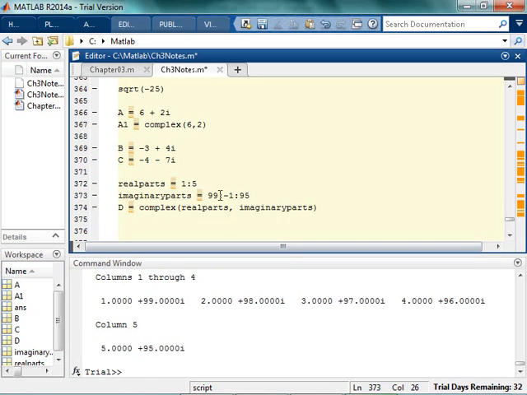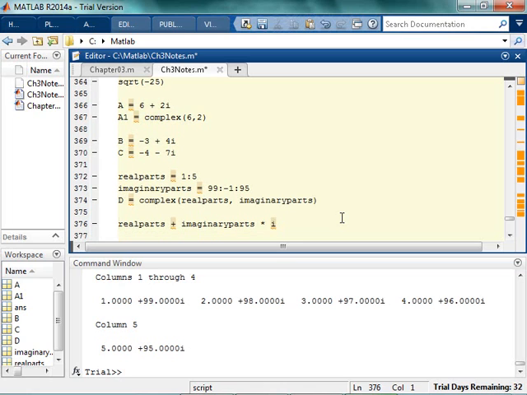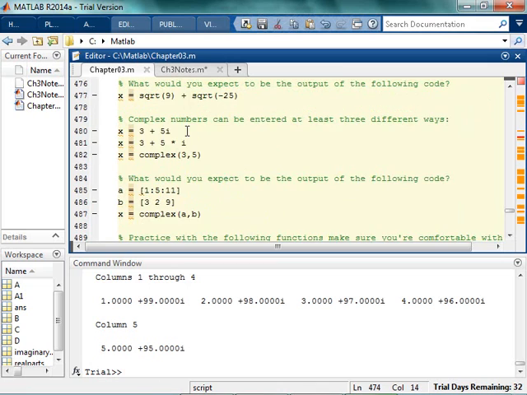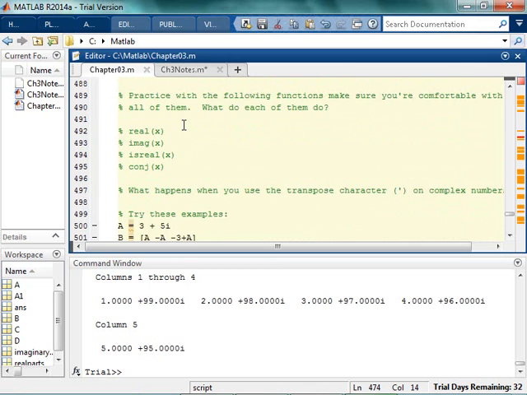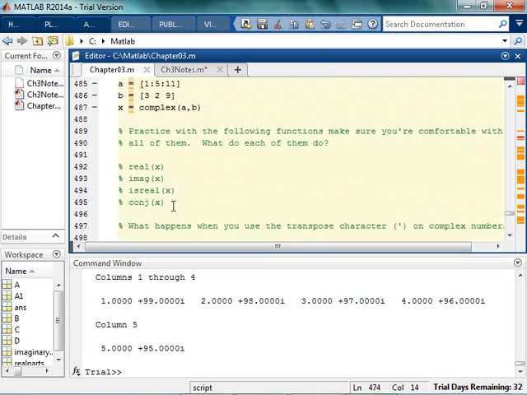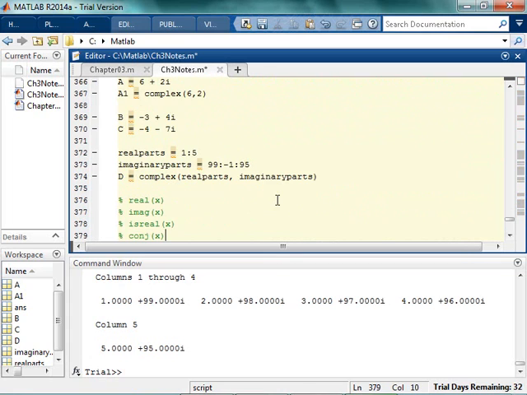And so basically what I've done is I could use that complex function to create a whole bunch of complex numbers at once. Otherwise I probably would have had to say real parts plus imaginary parts times i, and I guess that would have worked too. But somebody decided we need to know how to do that. So there you go. Yay!